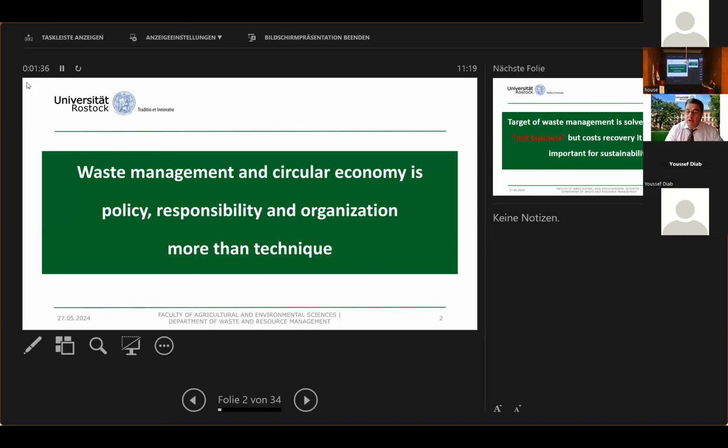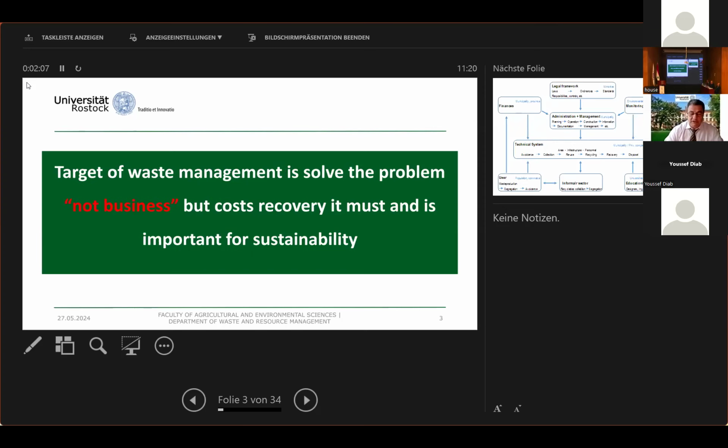Waste management and circular economy are policy, responsibility, and organization more than technique. With policy, we can organize the money we need. With policy, we can develop the technologies and so on. When we work on waste management, please do not look only at the technique. Technique is very expensive. Please try to work on the policy: who is responsible for what, who is for the organization.